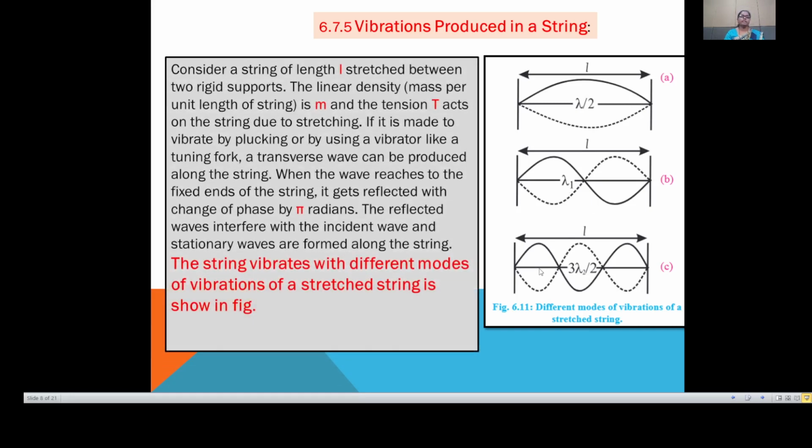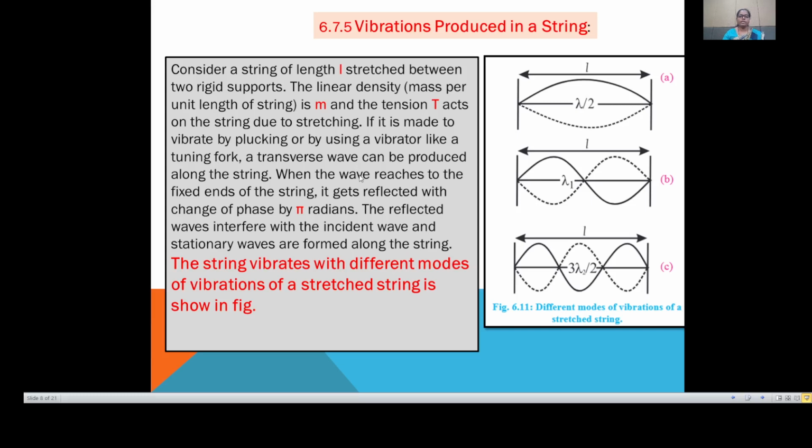Next, consider a string of length L stretched between two rigid supports. The linear density is M and the tension T acts on the string due to the stretching. If it is made to vibrate by plucking, or by using a vibrator like a tuning fork, a transverse wave is produced along the string.